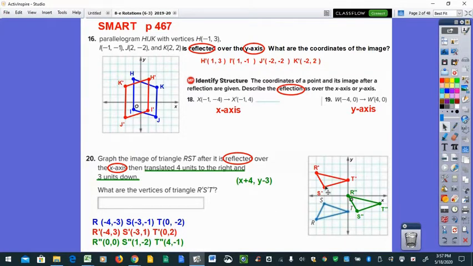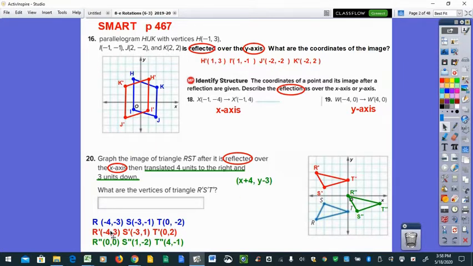Now, once you have this new red triangle that's been reflected, you're going to translate it 4 units to the right and 3 units down. So that T, if you count, went 4 over and 3 down and became T prime. The other way to do it is to use the translation notation. To the right would be taking your x-coordinate +4, and down would be taking your y-coordinate -3.